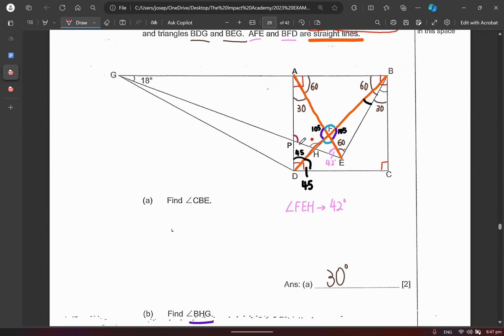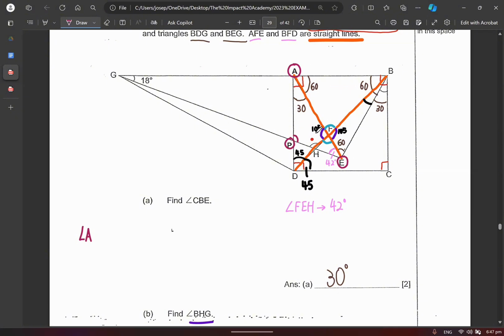Now, I want you to look at A, B, E, and P. Can you see that it is a quadrilateral? Okay, if you cannot see that, never mind, forget it. Don't use the quadrilateral. I want you to look at just a triangle. E, A, and P. You see, EAP is a triangle, correct or not?